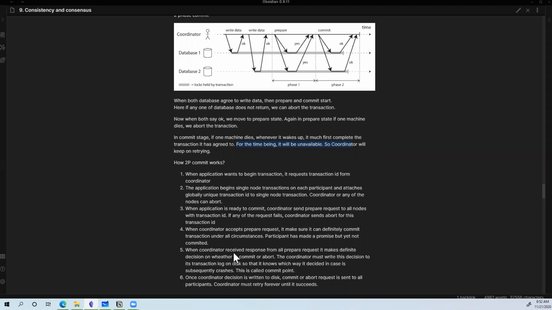When the coordinator receives responses from all prepare requests, it makes a definite decision on whether to commit or abort. The coordinator must write this decision to its transaction log on disk so that it knows which way it decided in case it subsequently crashes. This is called the commit point. Once the coordinator writes to the disk, commit or abort requests are sent to all the participants. And then the coordinator must keep on retrying forever until it succeeds.